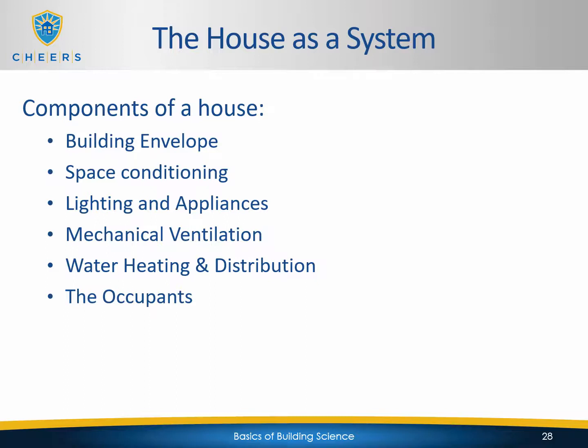So what are the building components of the house? We have the building envelope, space conditioning, lighting and appliances, mechanical ventilation, water heating and distribution, and obviously the occupants as well. Homeowner behavior will interact differently with the other components of the house itself and how they were built.